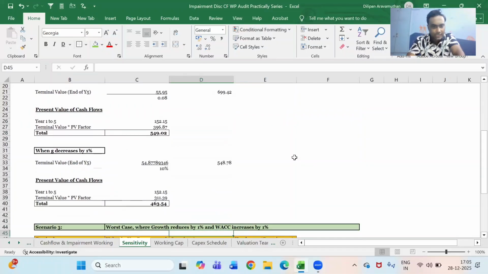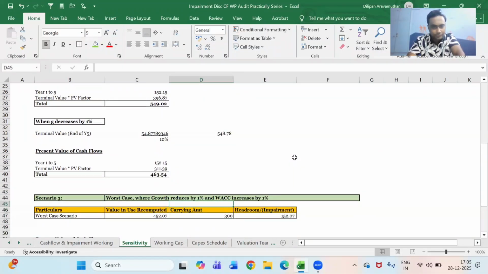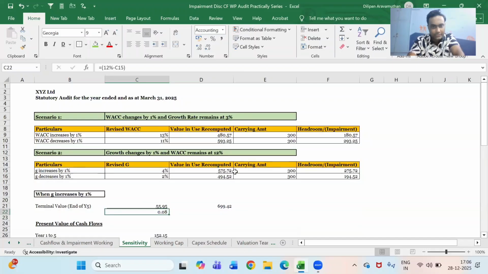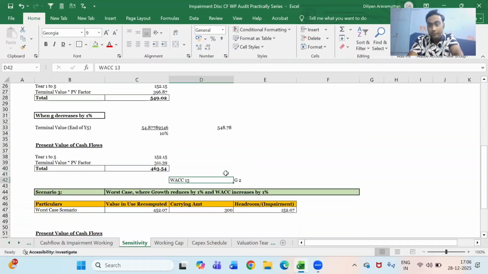And similarly, when I come to the last scenario where my WACC is 13% and my growth rate is 2%, this is the most adverse scenario. So in this scenario, we are getting a value in use of 452.07. Let's look at the other cases' value in use. In the other cases, the value in use is above the last case. So the last case is the worst case scenario because we are taking a very high WACC, which is going to downgrade my value in use, and a very, very low growth rate, which is again going to downgrade my value in use. So two factors are pushing down the value in use, leading to a lower value in use ultimately. I hope that is very clear, guys.